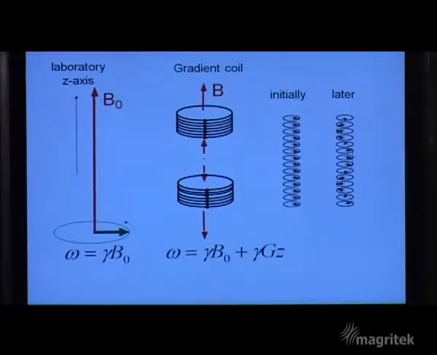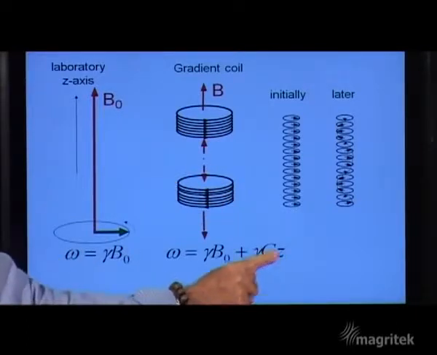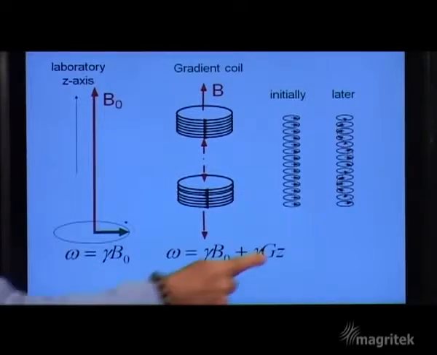But notice they get out of step in a very special way, because the phase angle they acquire depends upon their position. And that position varies linearly along the vertical axis. And if you have a phase that is built up that's linear with position, what happens is that you wind a helix of phase in the spin system.